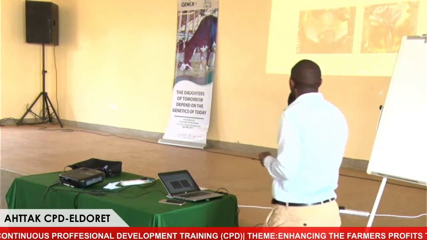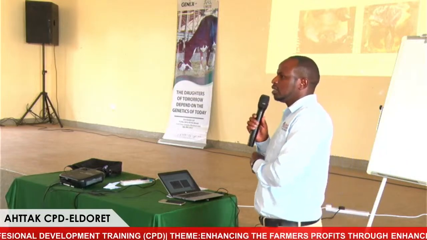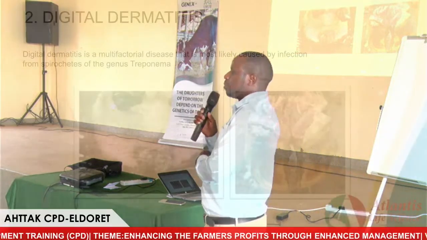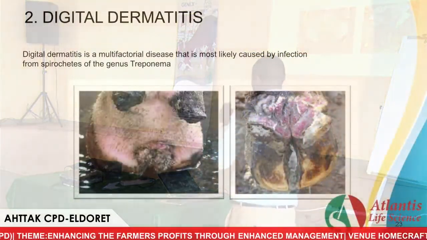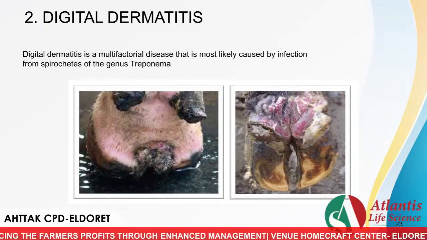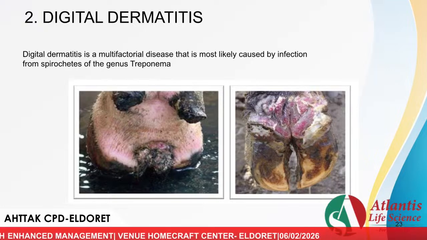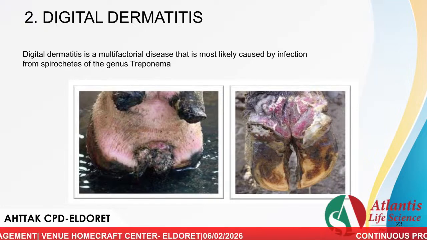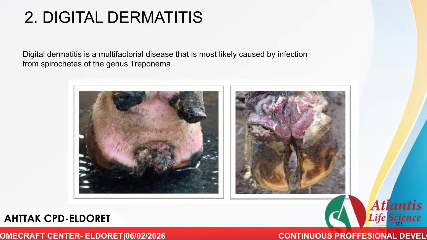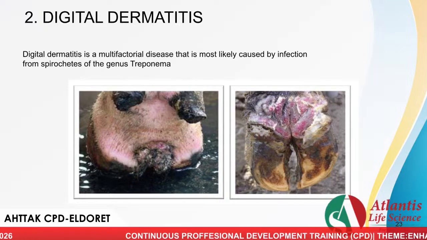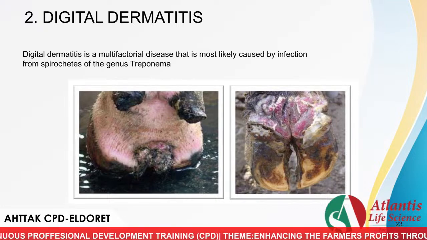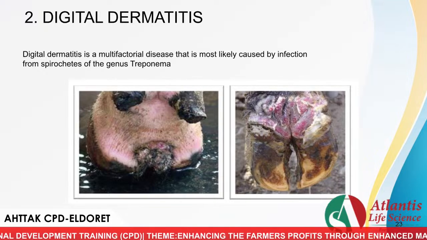We also have another case called interdigital dermatitis. When you say interdigital dermatitis, that means the skin in between the interdigital, the skin between the two claws. When it is affected, there will be an inflammation of the skin surrounding it. So that is what we call digital dermatitis. Or sometimes there's a name. Is it the heel warts? Yeah, something of that sort. And it is caused by the spirochetes of the genus Treponema.